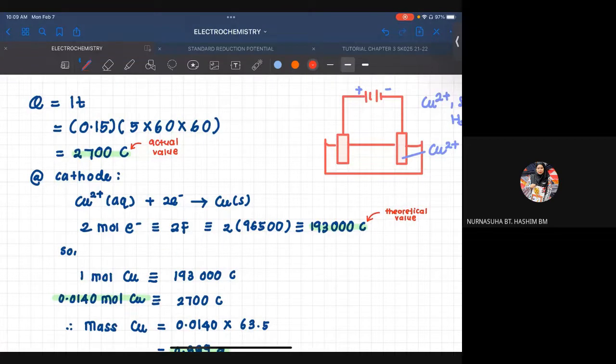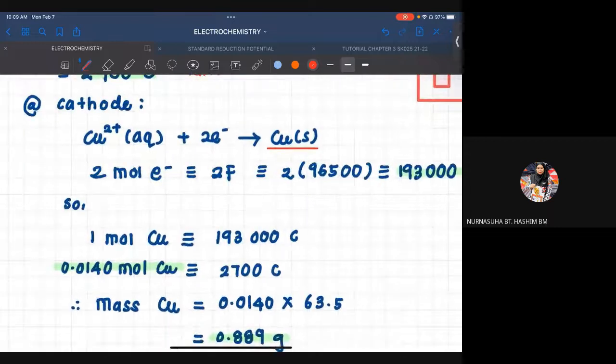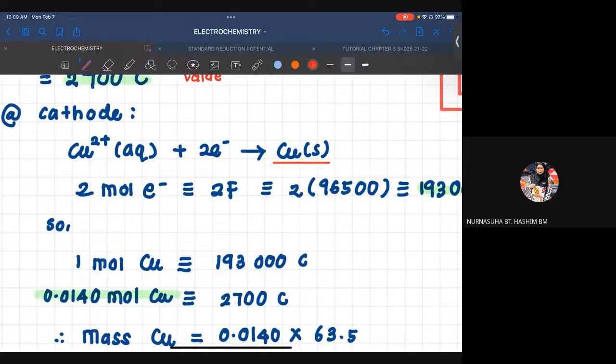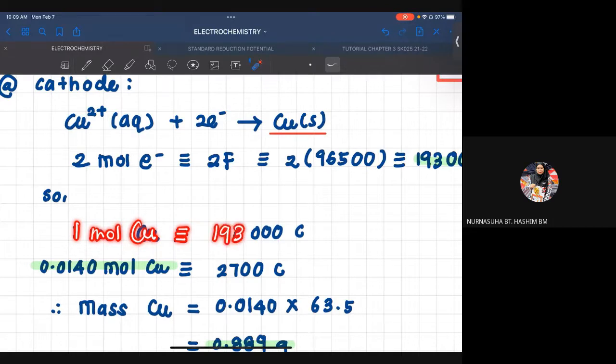Okay, so that's the difference between the value lah. Okay, so sekarang ni kita fokus dekat copper, because we want to find out how much copper is deposited. So from the equation, maksudnya in order to produce 1 mole of copper, you need 193,000 coulomb.